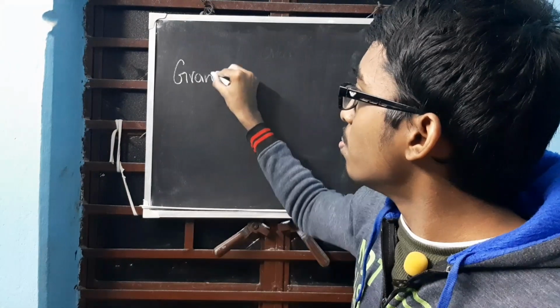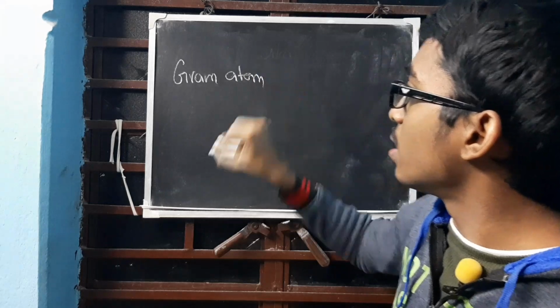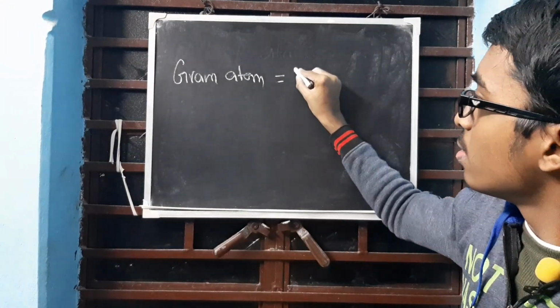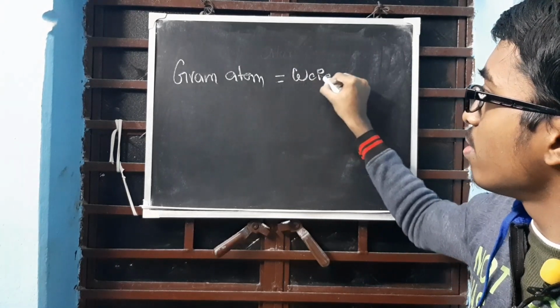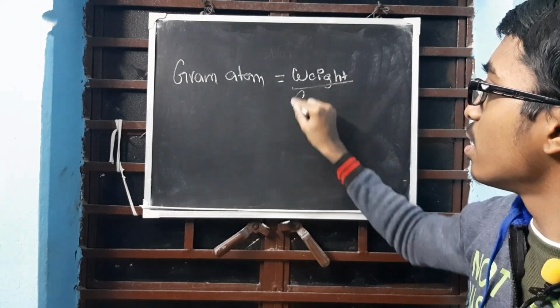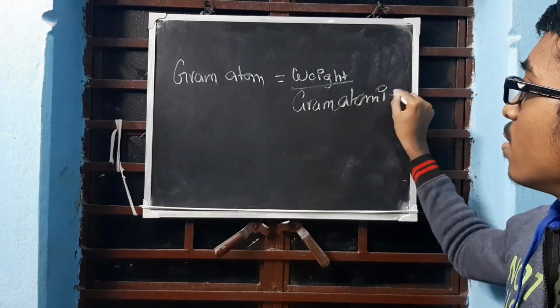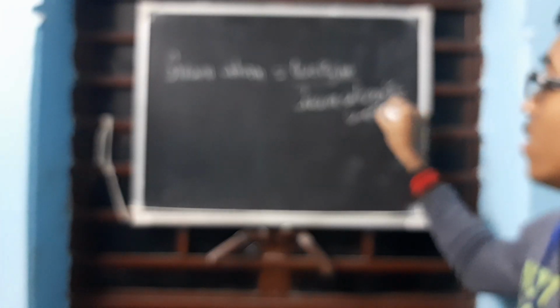Understood gram atomic mass? Next comes gram atom. This gram atom means the weight of something given, divided by gram atomic weight. Clear? Understood? A weight will be given divided by gram atomic weight.